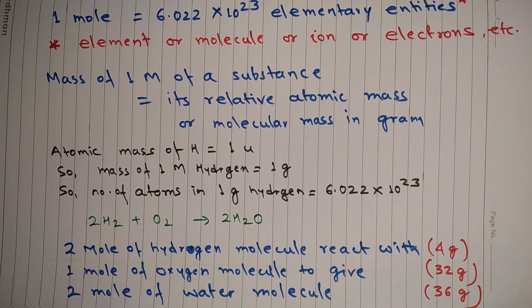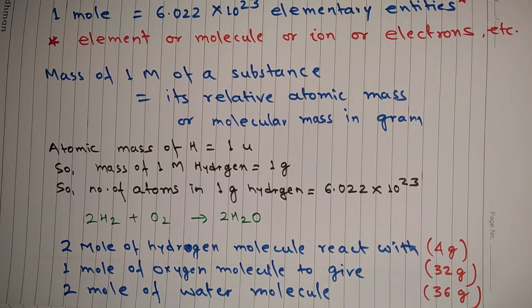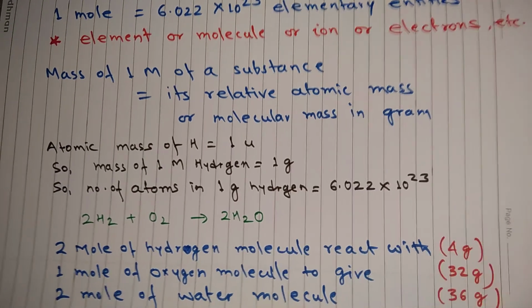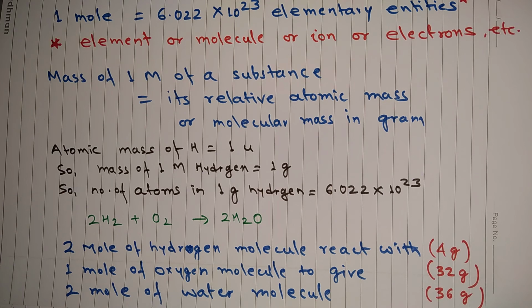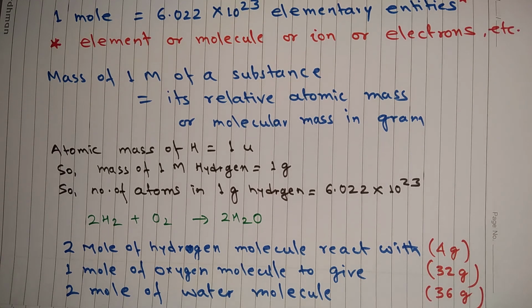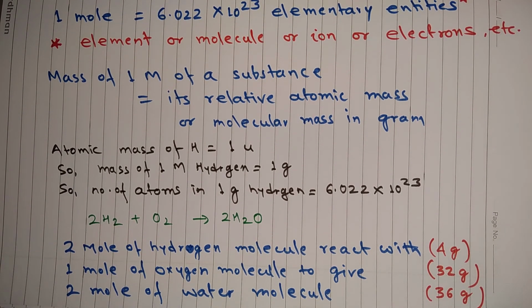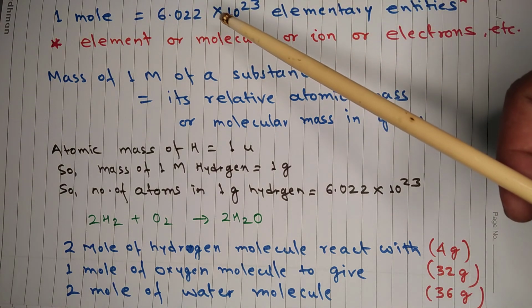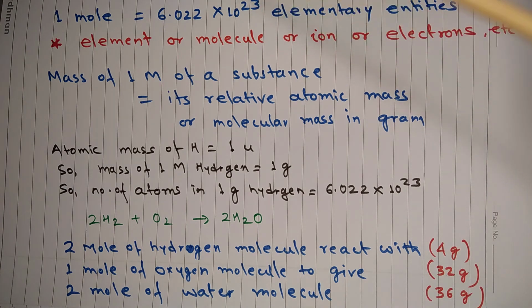Mole concept. Mole concept is a concept which helps in making it convenient to represent large numbers of particles. Say for example, we use the term 1 dozen for 12 bananas, or we use the term century for 100. So similarly, 1 mole is equal to 6.022 multiplied by 10 power 23 elementary entities, and these entities can be an element or a molecule or ion or electrons or any other particles.